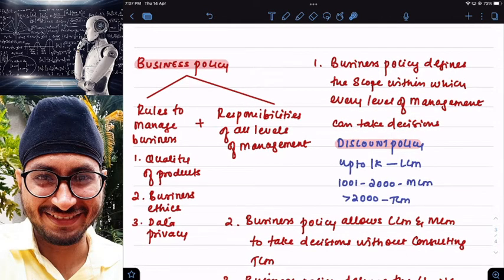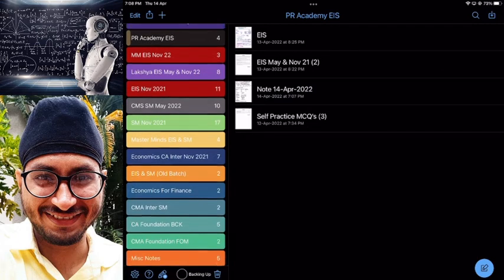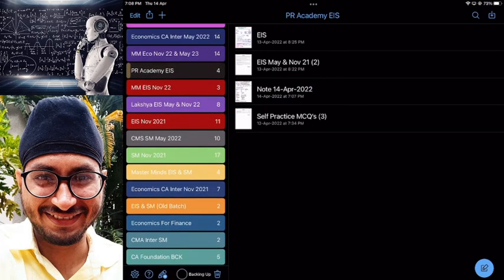Rules and regulations to manage a business, plus responsibilities of top level management, responsibilities of middle level management, and responsibilities of lower level management, plus the scope within which every level of management can take a decision is called which policy? Business policy. I hope you understood this concept. Anyone has any doubts here? Simple concept of business policy.